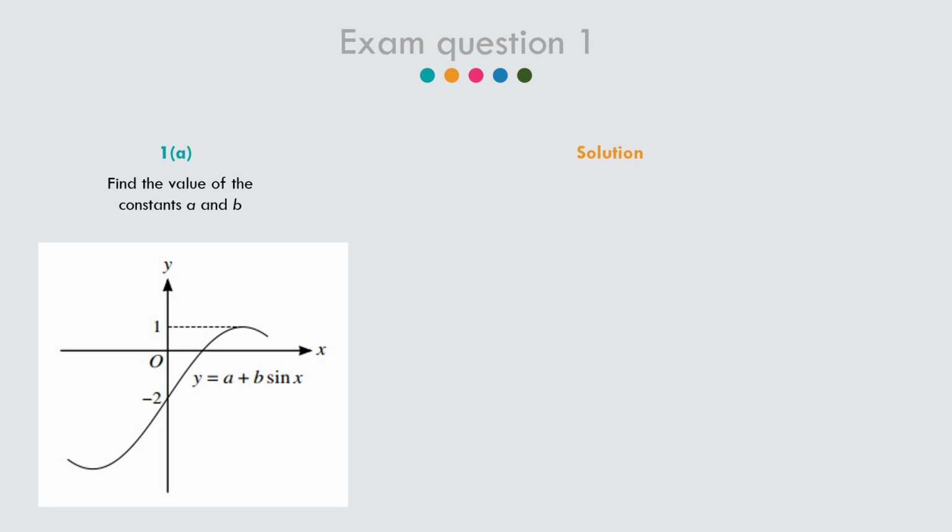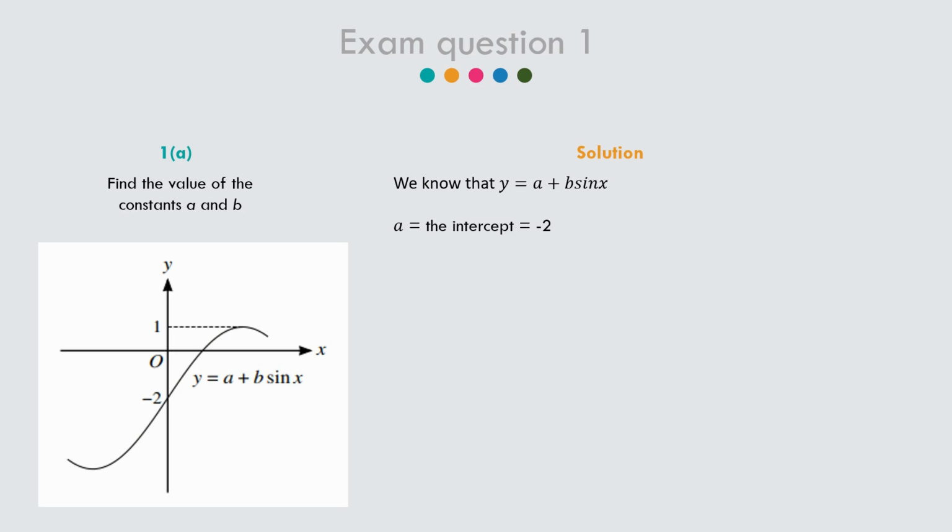So let's take a look. We know that y equals a plus b sine x. From our previous lessons, you should recognize that the value of a will be the value at the intercept. In this case, it's going to be -2, as that is the intercept point.